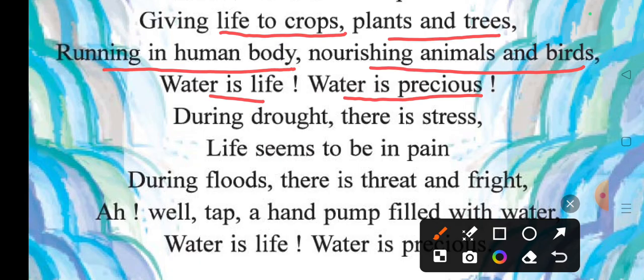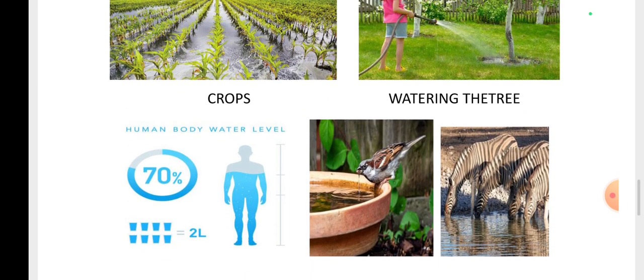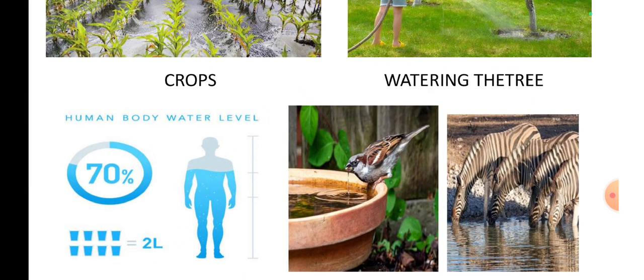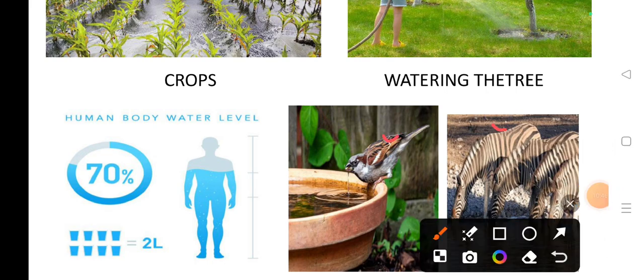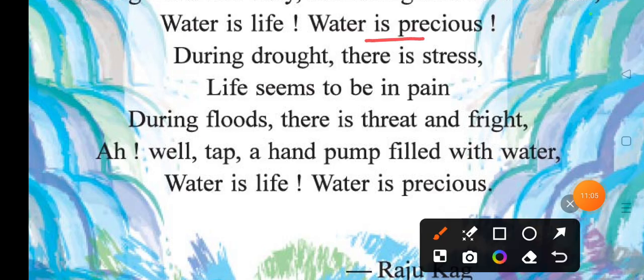Let's understand from the images. You can see here the water is used for crops and watering the trees. Besides this, water is also useful for animals and birds. You can see in this image, birds and animals also need water, and our human body needs 70% of water. Okay, that's why the poet is saying that water is life and water is precious.